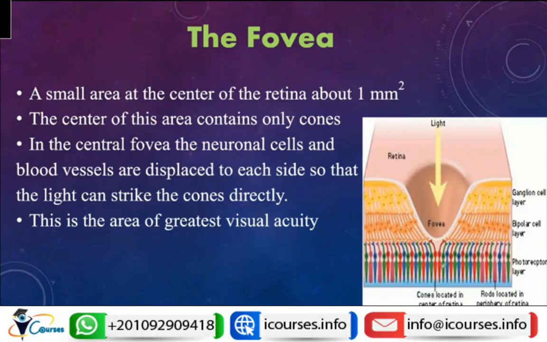so that the light will hit the photoreceptors immediately. This anatomical configuration will lead to improvement of the visual acuity and make the fovea the most sensitive part, the area with the greatest visual acuity, as the light strikes the cones directly.